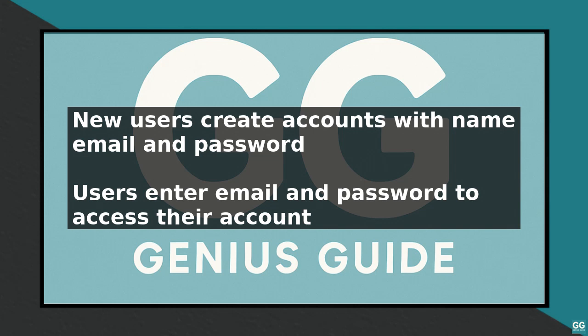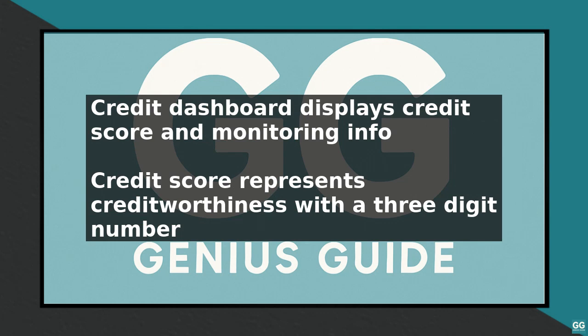The credit report section provides a detailed breakdown of your credit history, including accounts, inquiries, and public records. Review this section carefully to ensure there are no errors or inaccuracies. If you find any mistakes, you can dispute them directly with the credit bureau.